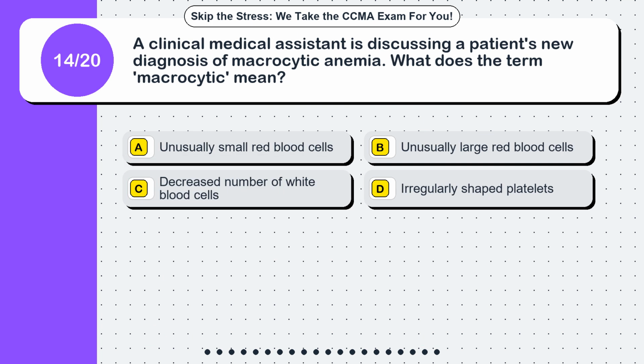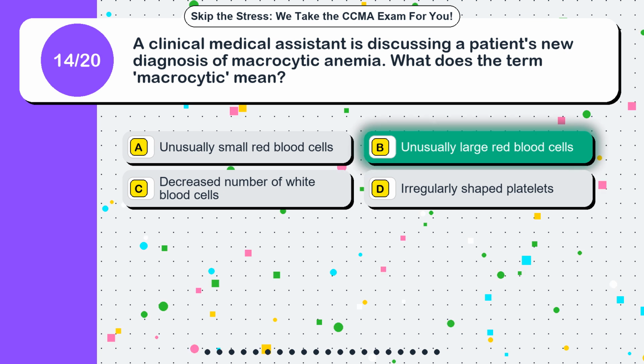Question 14. A clinical medical assistant is discussing a patient's new diagnosis of macrocytic anemia. What does the term macrocytic mean? Option A, unusually small red blood cells. Option B, unusually large red blood cells. Option C, decreased number of white blood cells. Option D, irregularly shaped platelets. The correct answer is option B. Unusually large red blood cells.